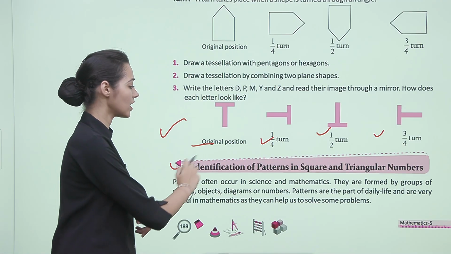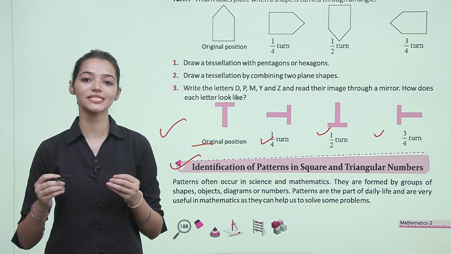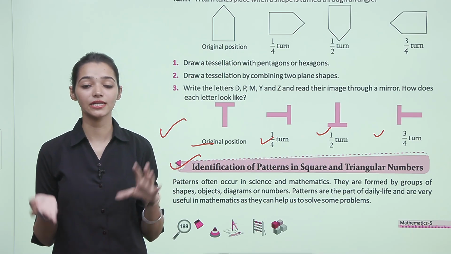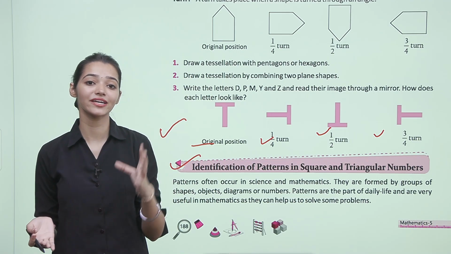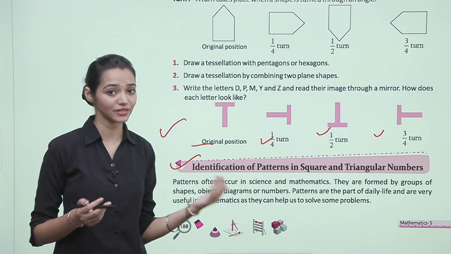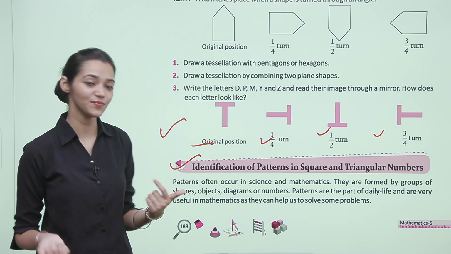Now next is our identification of patterns in squares and triangular numbers. Now patterns often occur in science and mathematics and they are formed by a group of shapes, objects, diagrams or numbers. Patterns are part of our daily life and are very useful in mathematics as they can help us to solve some problems.